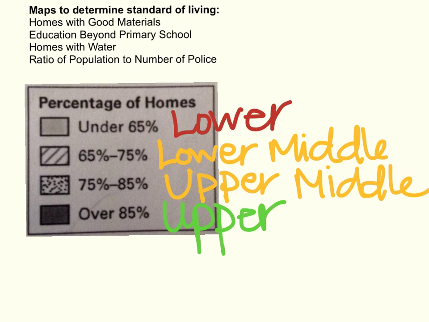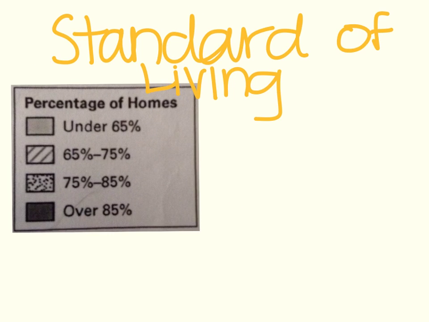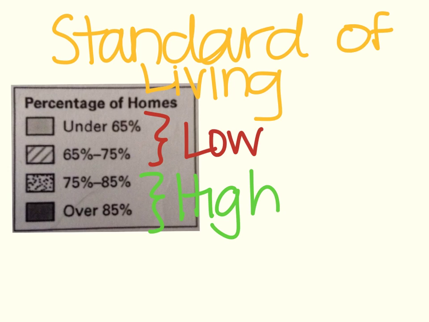But what if we didn't want to talk about class? If we just wanted to talk about standard of living, then this would be a low standard of living, and this would be a high standard of living. Now, these numbers are not an exact science. You have to look at all the information for a neighborhood to make the determination, and then you would support it with evidence from the maps.